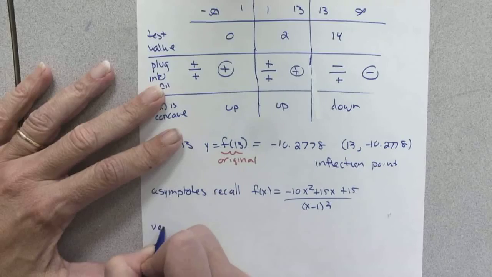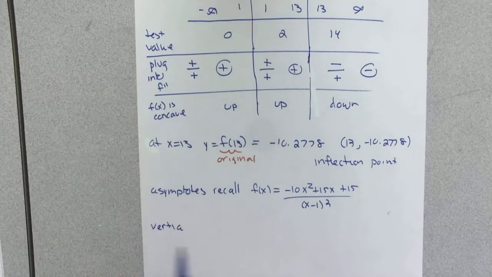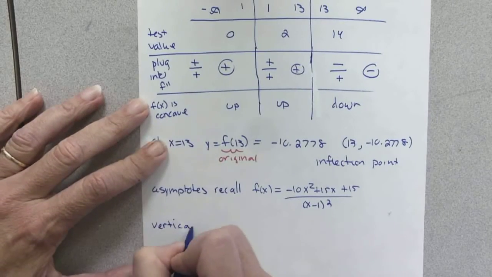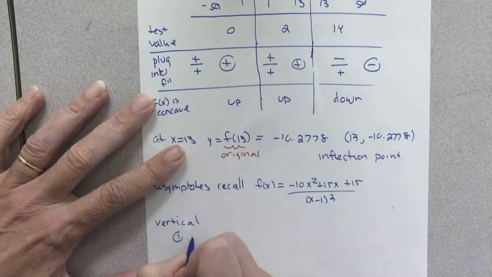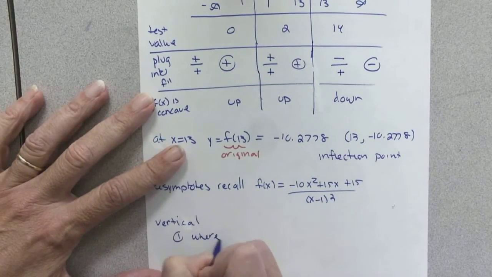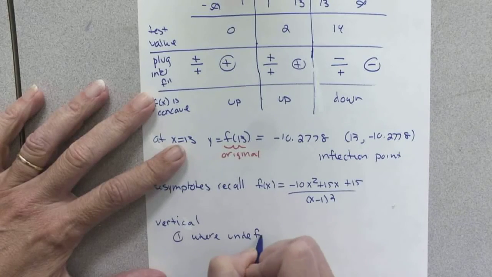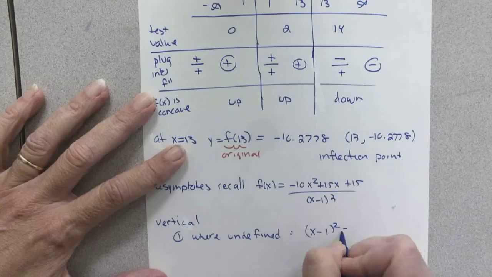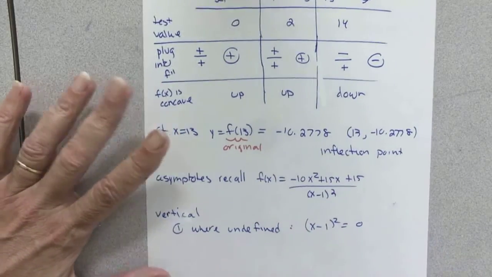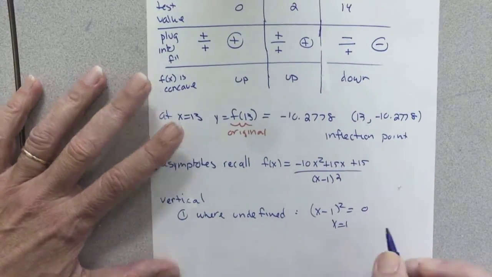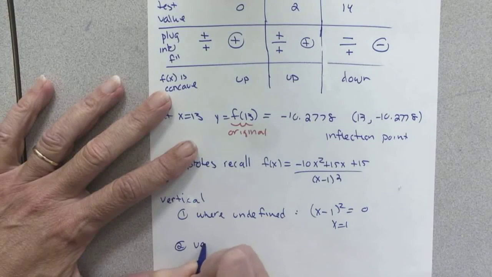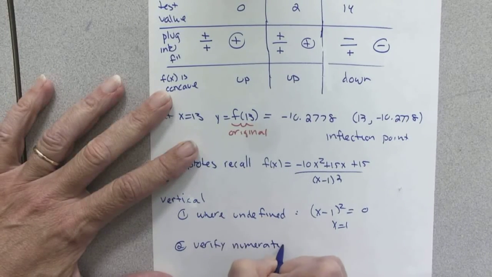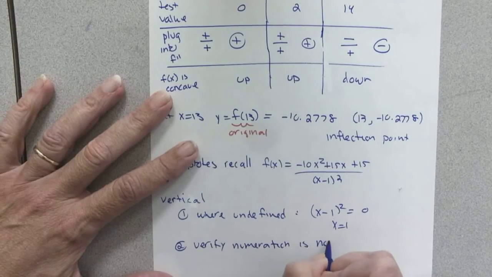So for vertical asymptotes, we did a little two-step process for finding them. One, where it was undefined. So very technically, x minus 1 quantity squared, where that's 0. And that gives me x equal 1. Then two was verify that the numerator is non-zero.